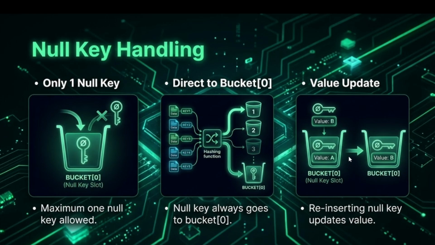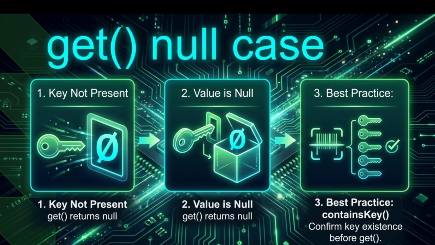What is the case if bucket 0 is already filled with some data? Nothing special happens. It will create a linked list, and a new node will be added in the same bucket. That's it. Now the get null case. If the key is not present, get will return null. Suppose the key is not there and the value is null, get will definitely return null.